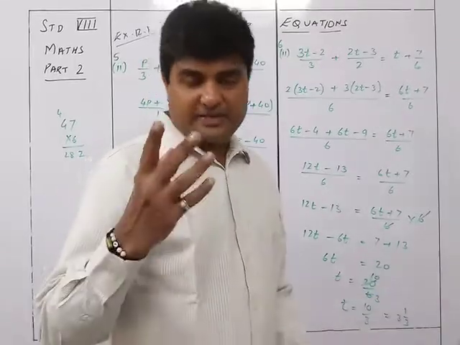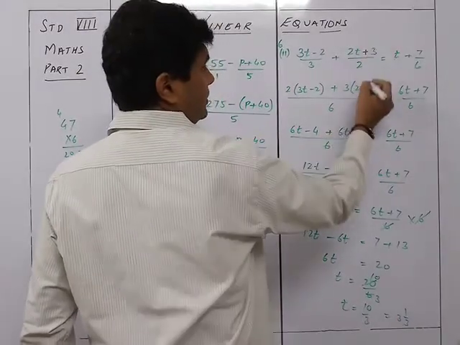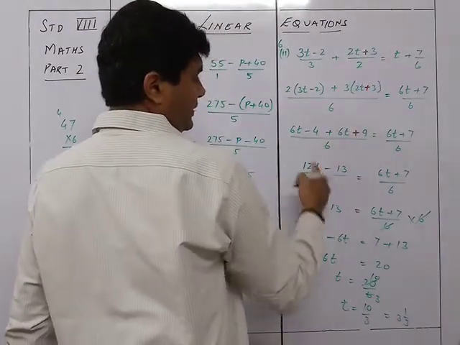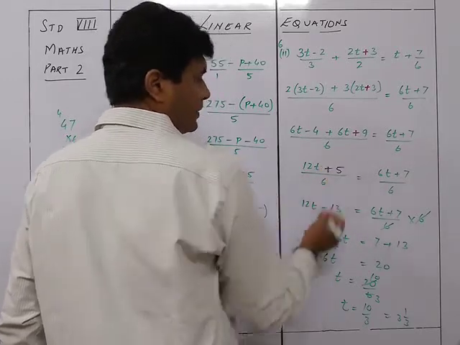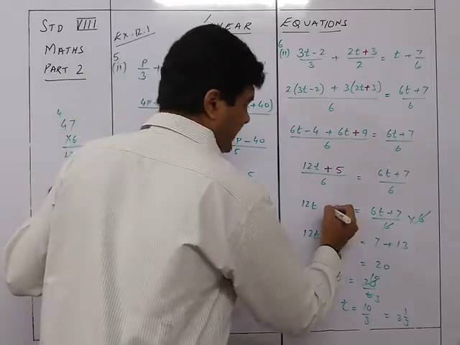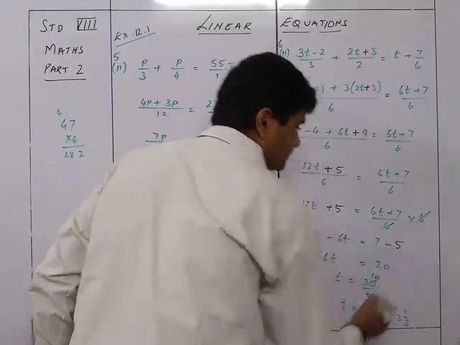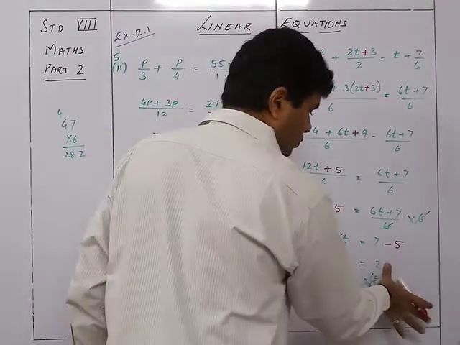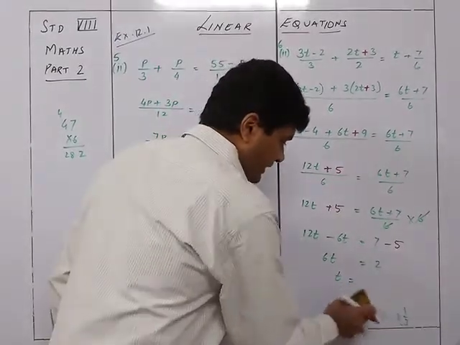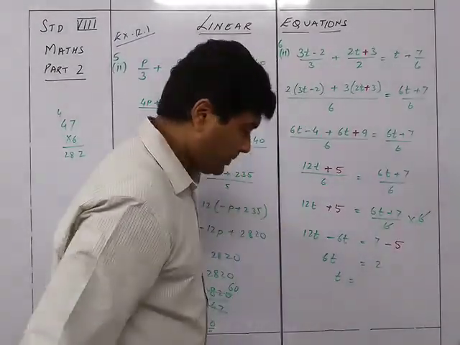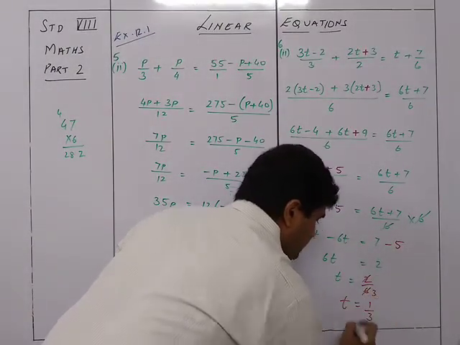Oh, I made a mistake over here. So I had written the wrong question. It is plus over here. So this is plus here. So this is plus over here. So this becomes not 13 but plus 5. Okay. So this will be plus 5. Then when it goes here, it will become minus 5. So this will become 2. 6t is equals to 2, and hence you will get the value as 1 upon 3, because it will be 2 upon 6, which is equals to 1 upon 3. So t is equals to 1 upon 3.